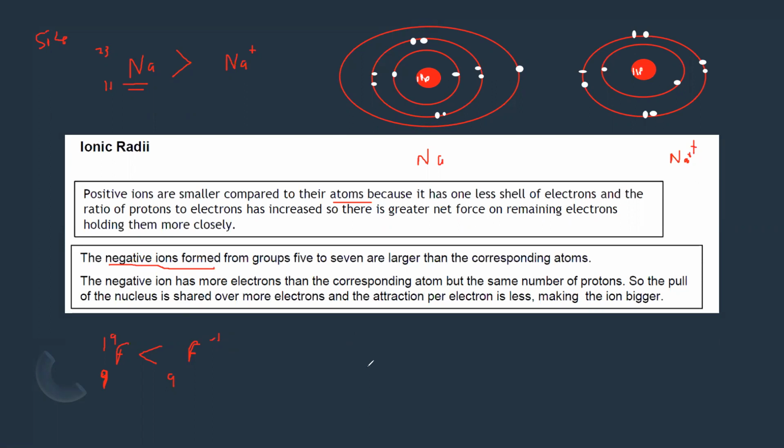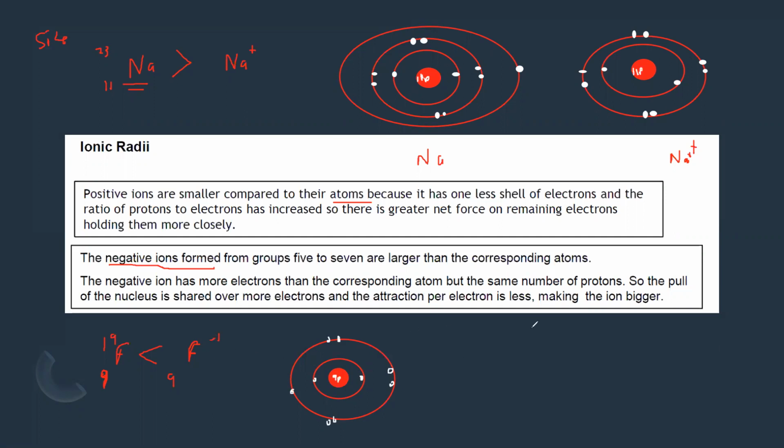Because when you draw the structure, first shell it will have 2 electrons, the second shell it will have 7 electrons. So there are 9 protons in the nucleus. First shell it will have 2, second shell it will have 7. So there are 7 electrons in the second shell which experience attraction from the 9 protons inside the nucleus.